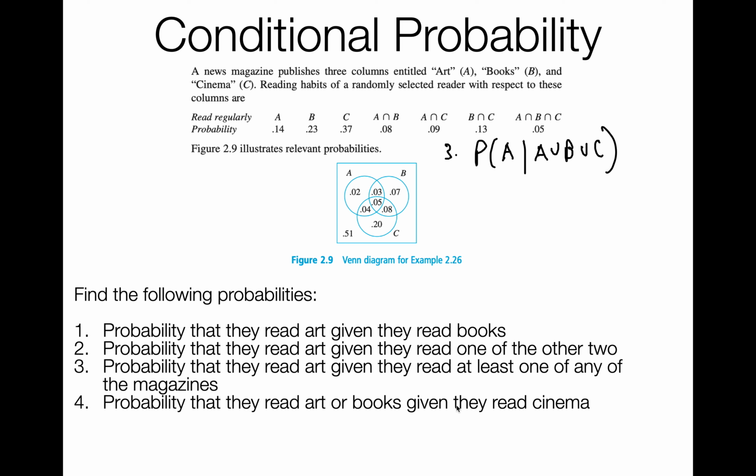And so again, we would rewrite this as the probability of the intersection of A and (A or B or C) divided by the probability of A or B or C. Okay, so A or B or C.